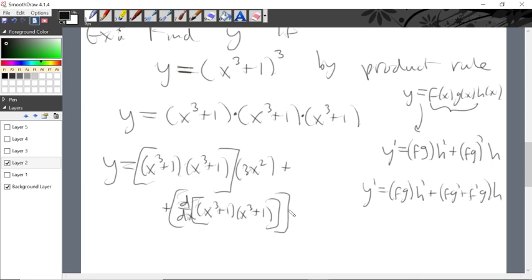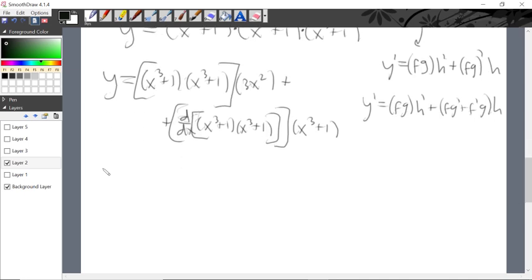Okay, times the remaining function unchanged. All right, that would be y prime. So y prime is equal to, now let's clean up this first term. We have 3x squared times x cubed plus 1 quantity squared from that. Then we get a plus, and I'm going to leave this x cubed plus 1 right here. I'm going to push that to the front right there.